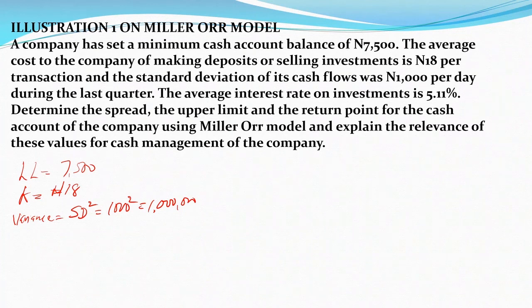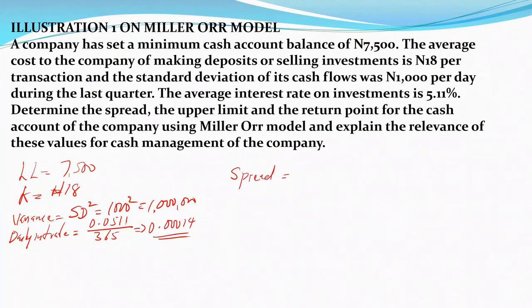Now it says the average interest rate on investment is 5.11%. Now interest rate is assumed to be per annum. So in that case, to get our daily interest rate, we need to divide this interest rate, 0.0511, that's 5.11%, divided by 365. That's 0.00014. So, first question, calculate the spread.